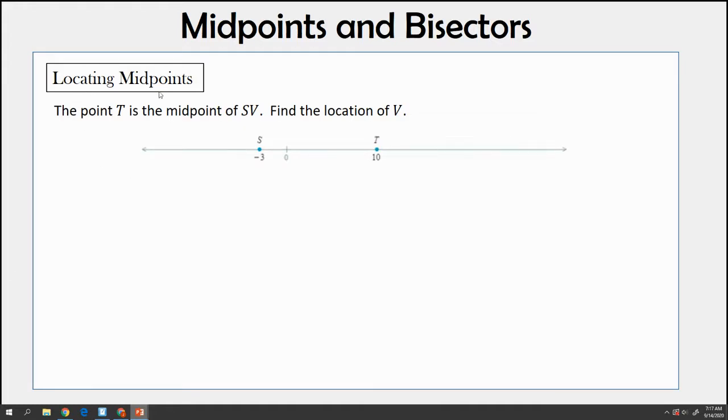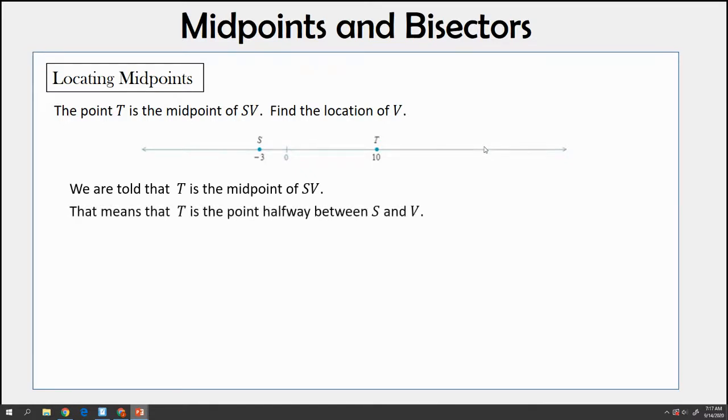Okay, locating midpoints, again, this is just a different style of question. It says T is the midpoint of SV. Find the location of V. So they're saying T is the midpoint of SV, and V must be over here somewhere, and we've got to find the location of V. So we know T is the midpoint of SV, and that means that T is halfway between S and V.